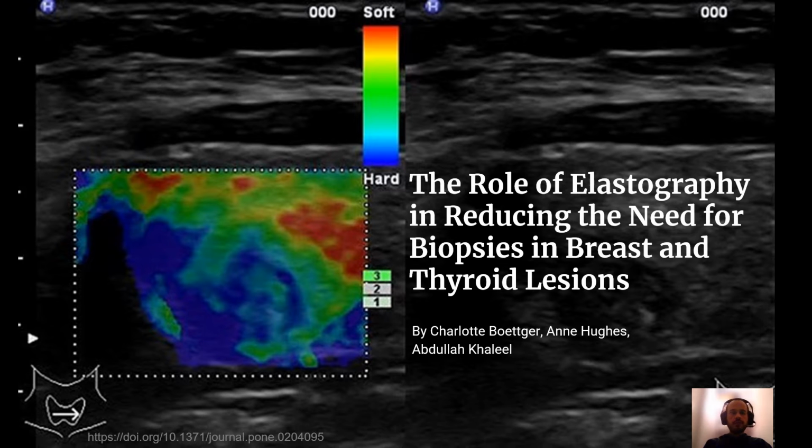Hello everyone, my name is Abdullah and today I'm going to talk about the role of elastography in reducing the need for biopsies in breast and thyroid lesions. This is a literature review project done by Charlotte Boydger, Ann Hughes, and myself.